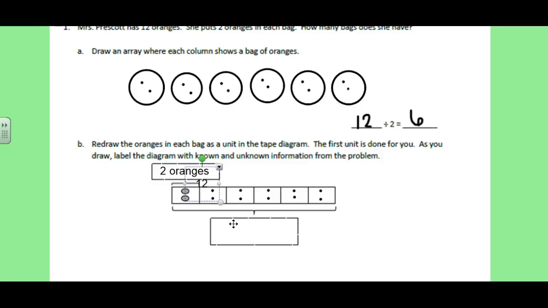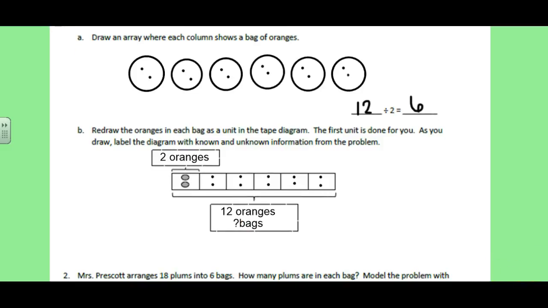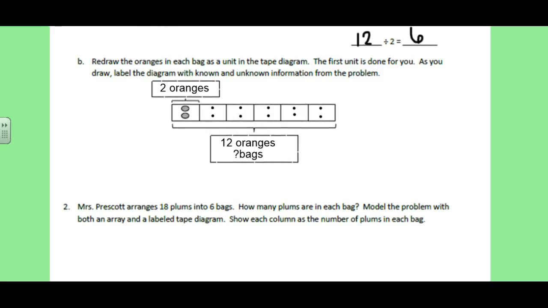So we knew that there were going to be 12 oranges total. But what we did not know, and now we get to put our question mark, is we did not know how many bags. So we're going to put question mark bags because we did not know how many bags she was going to use until we drew our equal groups and figured out that she was going to be using 6 bags. So now we have our tape diagram labeled, we have our division sentence for it, and we drew our equal groups. So now we're ready to move on to another problem with some different numbers.